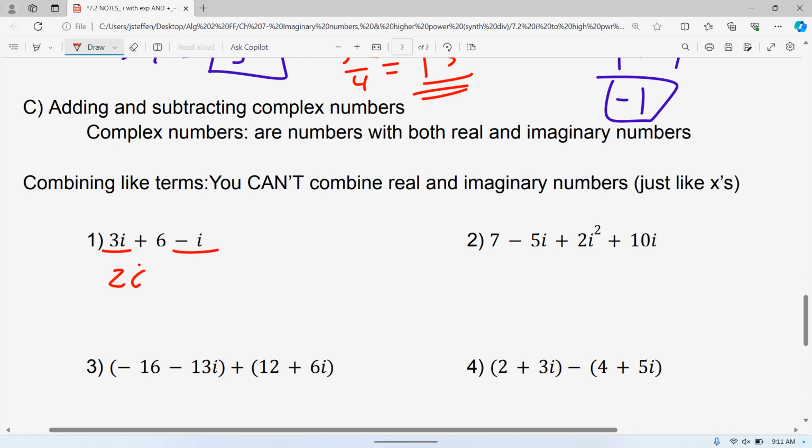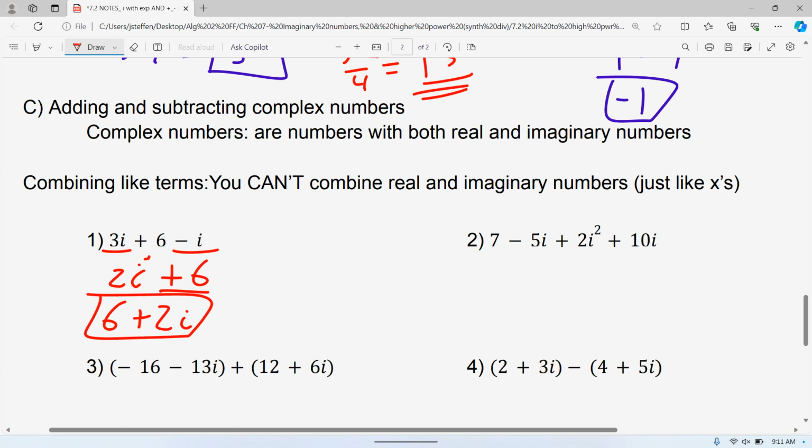6 doesn't change. Now, I will say, I always put the real number first. But remember, when you do that, whatever sign goes with those numbers has to stay with those numbers. What I mean by that is, this says positive 6. So when I switch their order, it's got to stay positive. The 2i is positive, so it also has to stay positive. If we get a negative one, we'll talk about it.